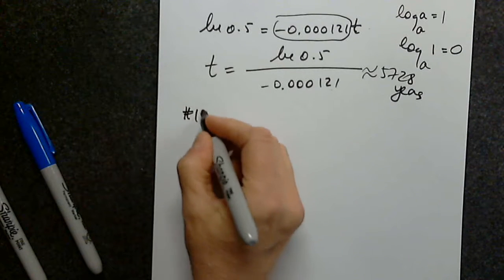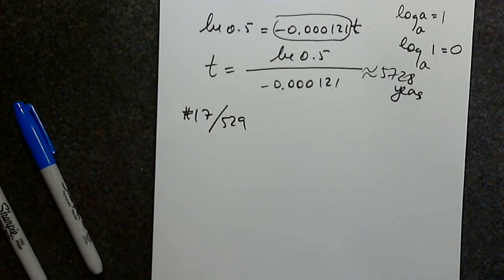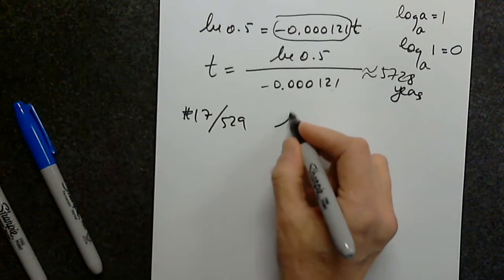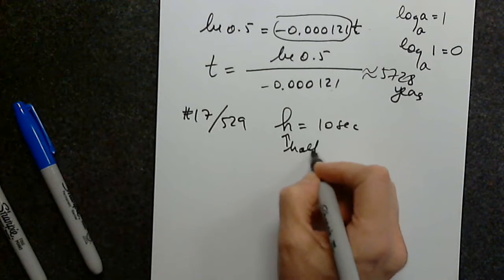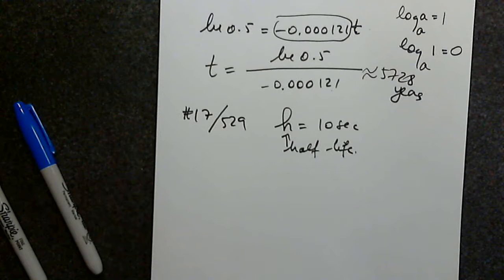Okay, let's look at problem 17 on page 529. The half-life of the radioactive element krypton-91 is 10 seconds. This half-life, what does that mean? Let's say we have 100 grams of krypton-91. We shouldn't because it's radioactive. But its half-life is very short.